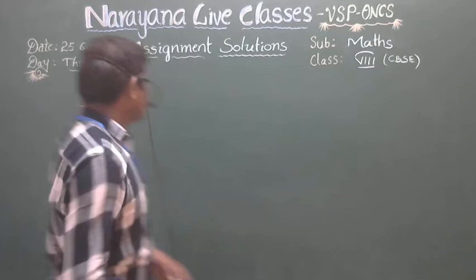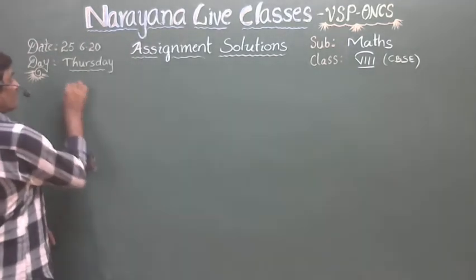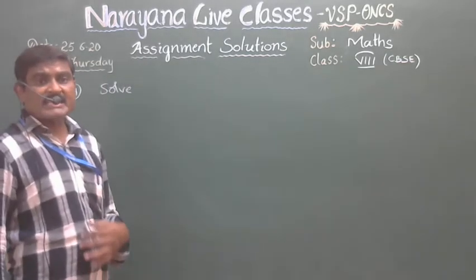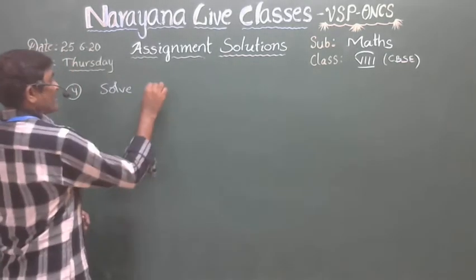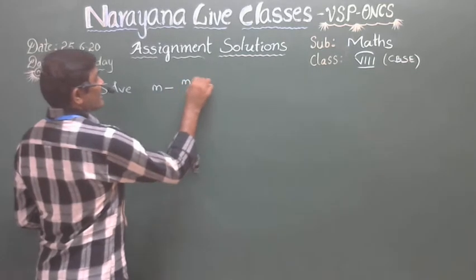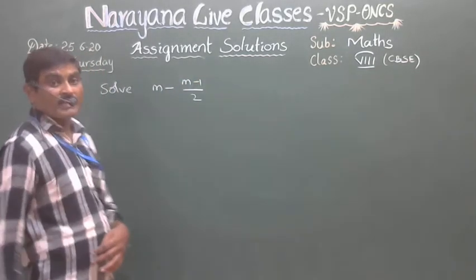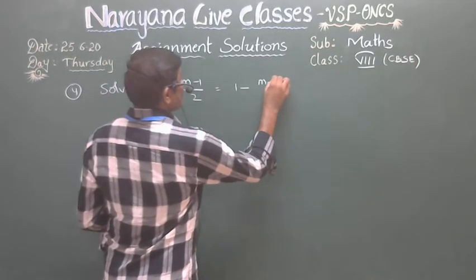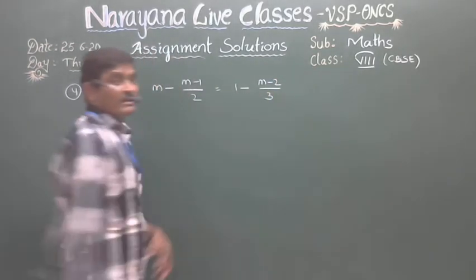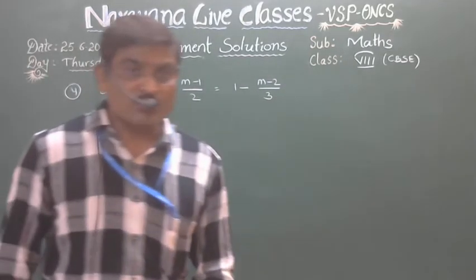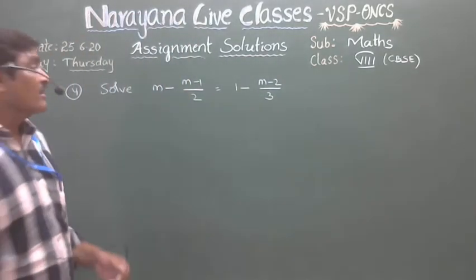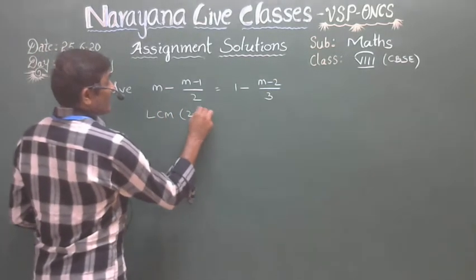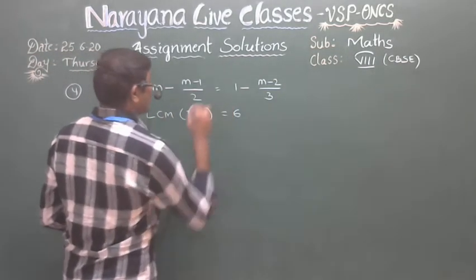The last question is the fourth one. Solve (m minus 1)/2 is equal to 1 minus (m minus 2)/3. What are the denominators here? 2 and 3. So first find the LCM of 2 comma 3. The LCM of 2 comma 3 is equal to 6.